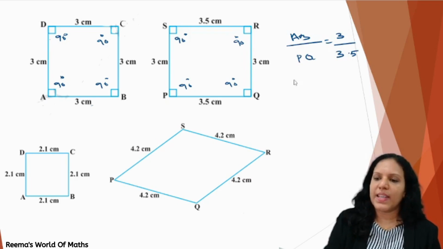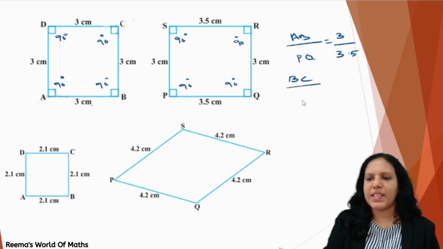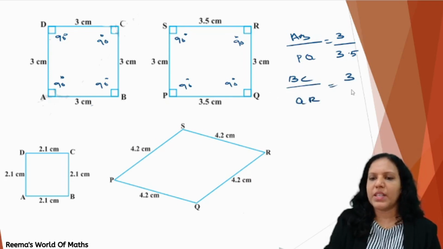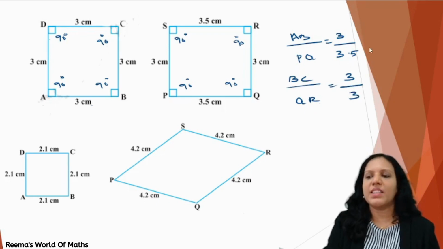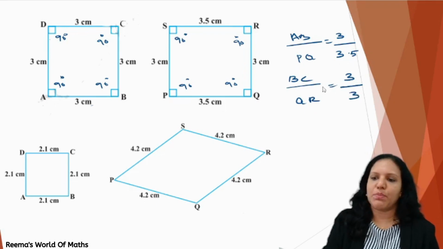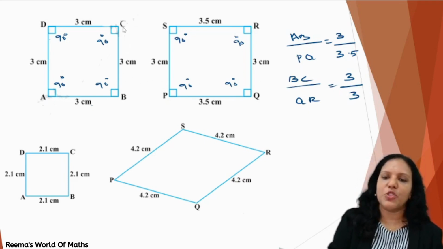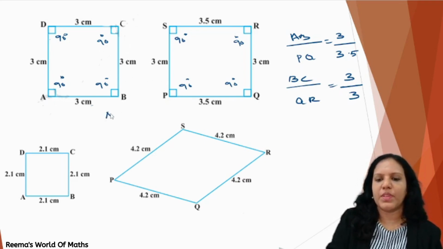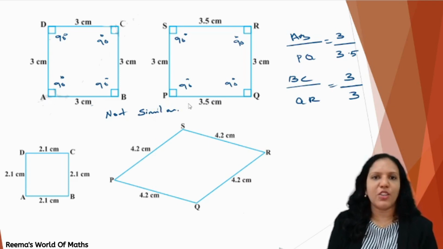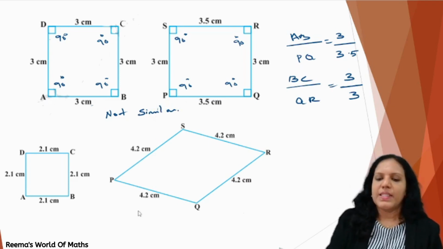Let's look into the next side, BC, and the corresponding side for BC is QR here. BC is given as 3 centimeters and QR is given as 3 centimeters. So now it is clear that these are not in the same proportion. Hence these two pictures are not similar, because the corresponding sides are not in proportion.